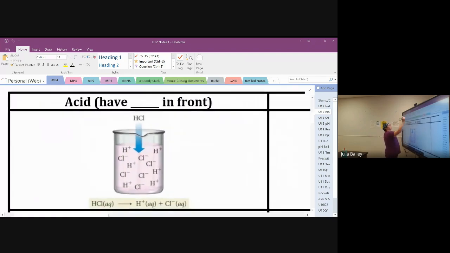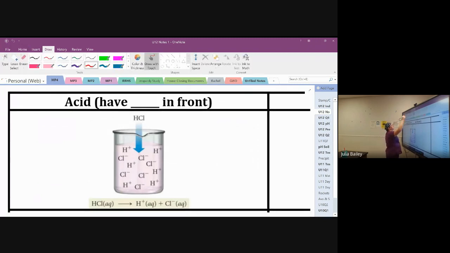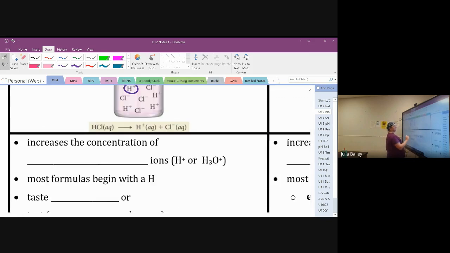Acids, you can recognize because they have in front of the formula an H for hydrogen. This is because when your acid dissolves in water, it will also dissociate. That's a word we talked about in Unit 11, dissociating, breaking apart. And when it dissociates in water, it breaks into the H's with a positive charge. And then whatever the anion is left over also breaks up in the water. And those H's are called acidic hydrogens. They are the acid, those H plus ions.